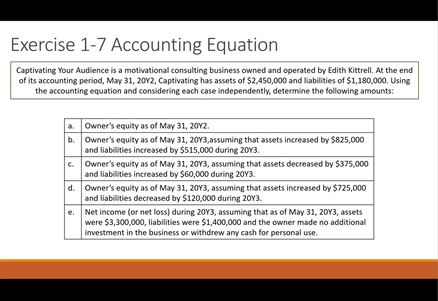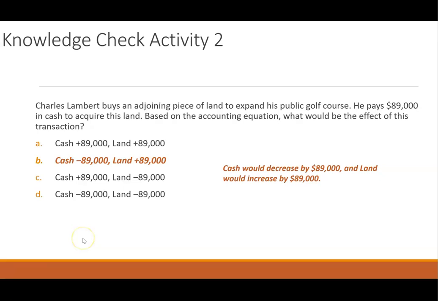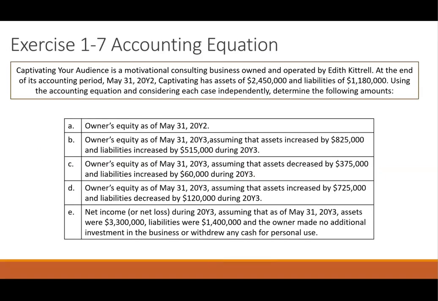So looking at this accounting equation exercise, exercise 1-7, Captivating Your Audience is a motivational consulting business owned and operated by Edith Kittrell. At the end of its accounting period, May 31st, 2022, Captivating has assets of $2,450,000 and liabilities of $1,180,000. Using the accounting equation and considering each case independently, determine the following amounts. So if the assets are $2,450,000 and the liabilities are $1,180,000, what would owner's equity be?